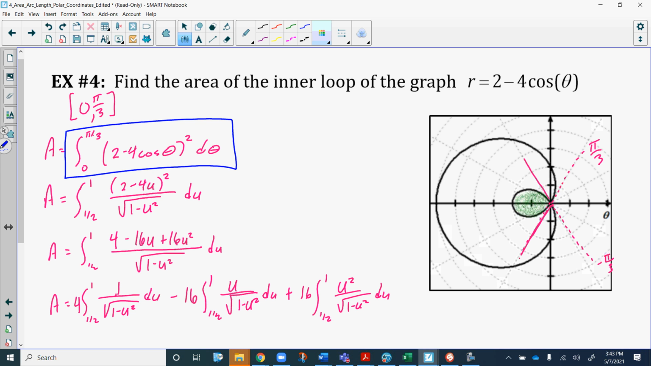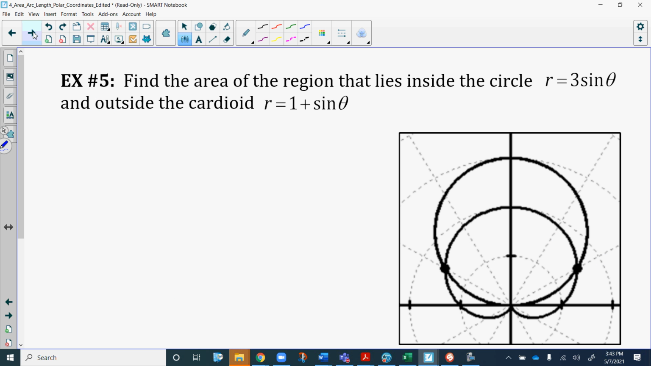I'm going to take that part right there, and I'm going to plug that into my calculator. And I'm going to wind up with an area approximately equal to 2.174 square units. And that's going to take care of that problem here.